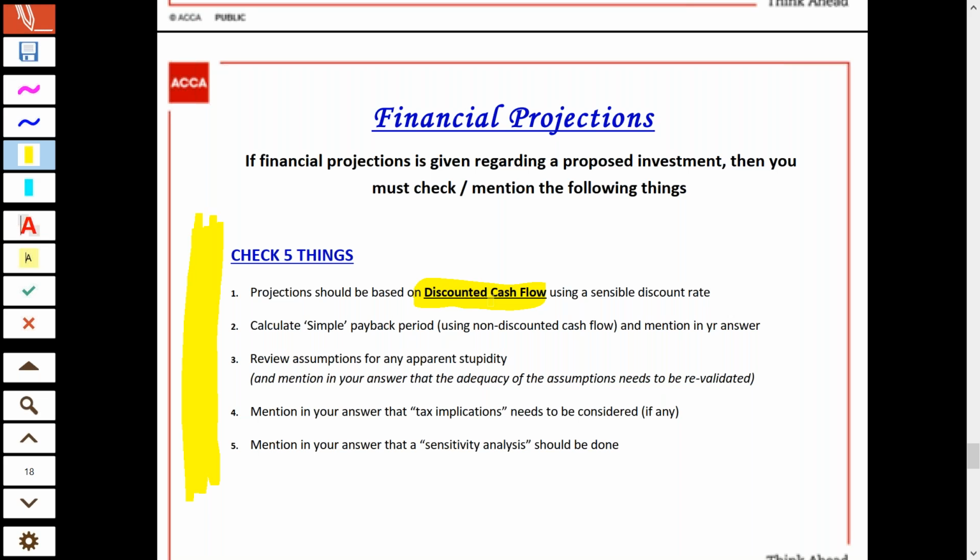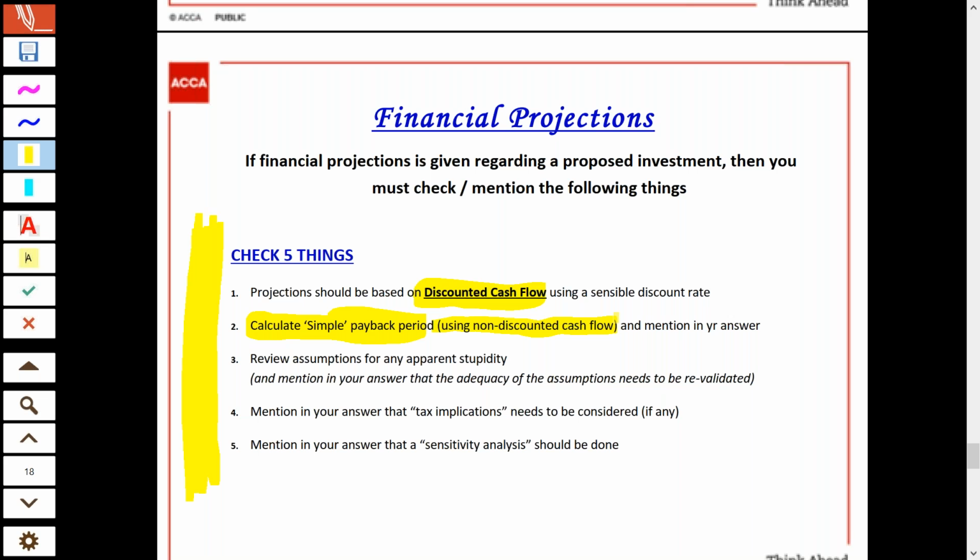Now, after you check the discounted cash flow, the second thing you will check is you will quickly calculate simple payback. Okay. No need to show any calculations. Just calculate simple payback, and simple just means using non-discounted cash flow, and mention it in your answer. It will give a good impression to the examiner or to the board of directors that you are telling them that the payback period is 4 years and 7 months. It will give you some perspective about the investment, right?